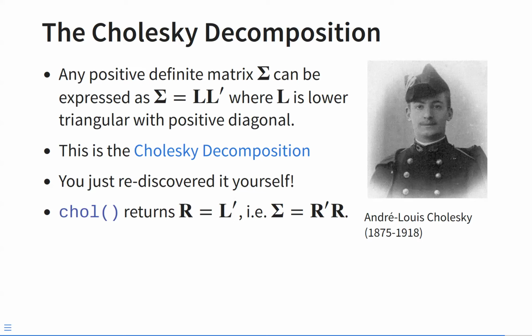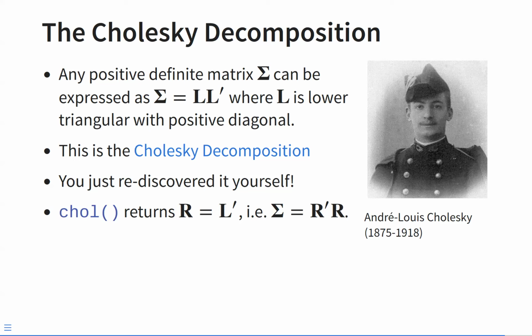Any positive definite matrix, sigma, can be expressed as sigma equals L L transpose, where L is lower triangular. Notice that I've got that lovely mnemonic built right in. L stands for lower. L is lower triangular with a positive diagonal. This is the Cholesky decomposition, and there is the man himself. You can read some more about this decomposition by clicking on the link. But what's even more exciting is that you've just discovered it yourself.